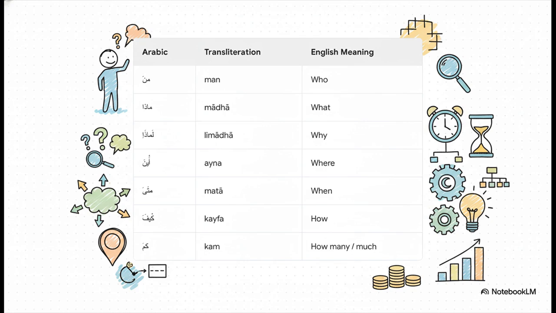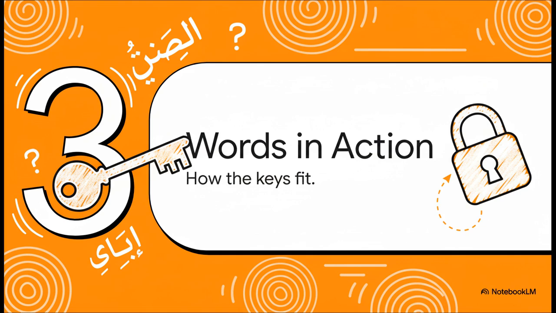Okay, here they are, the whole toolkit, all in one place. Let's just run through them real quick. First up, we have man, that's for who. Then there's mada for what. Got it. Limada, that's why. Aina is for where. Mata is when. We've got kaifa for how. And last but not least, kam, which works for both how many and how much. See, these are your keys. All right, so knowing the words is one thing, right? But using them, that's where the real fun starts. So let's jump into our next section and see how these keys actually fit the lock.